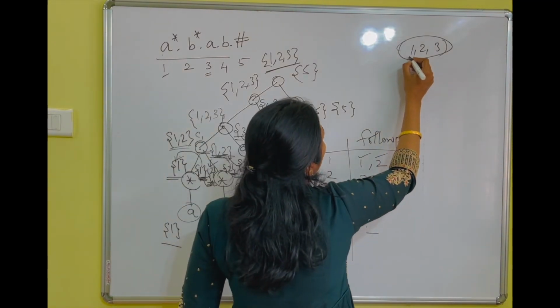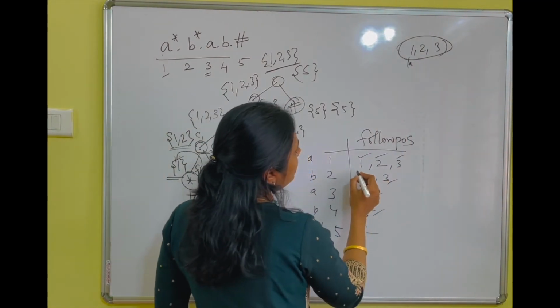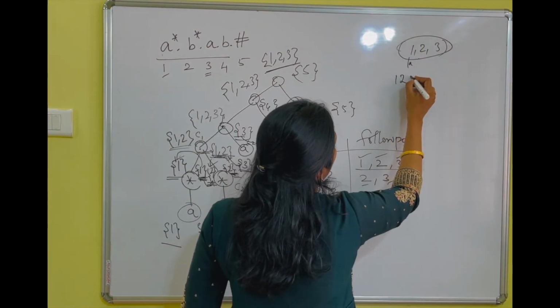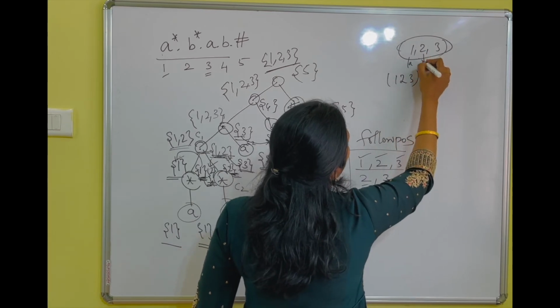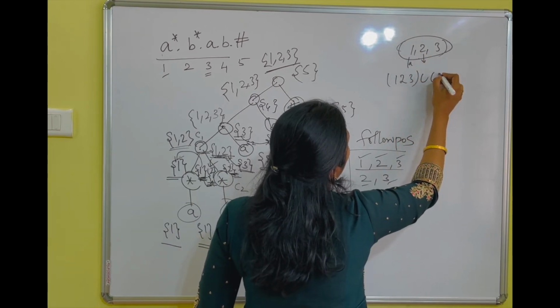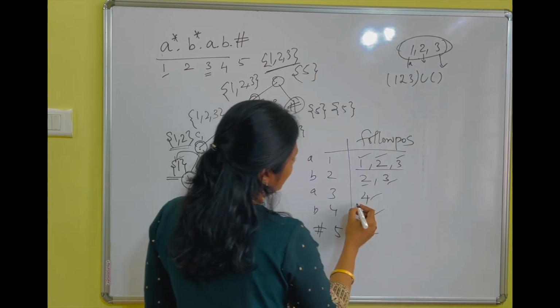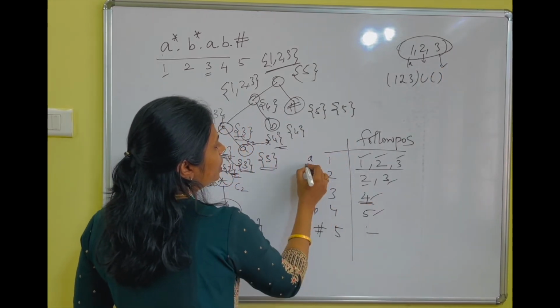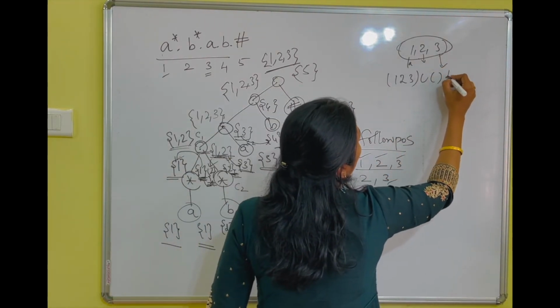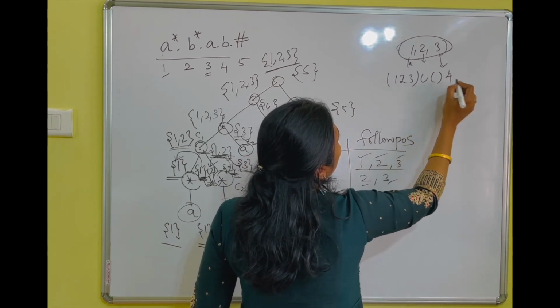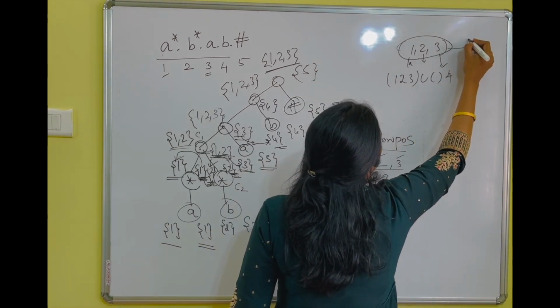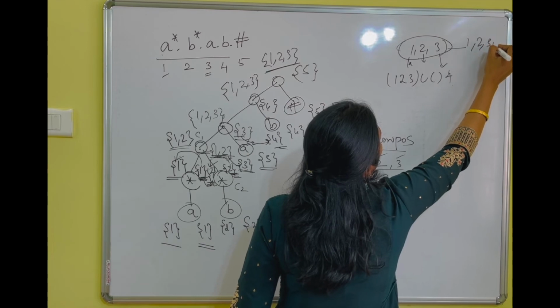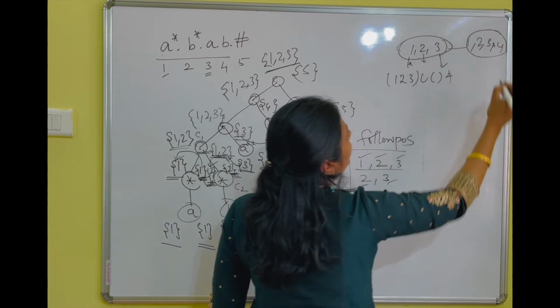Okay, now for input A on state 1, you can see the follow question is 1, 2, 3. Okay, this is your state. For 2, we don't have a transition, so it's an empty string. Okay, for 3, we have the state transition on the follow question 4. So your new state is 1, 2, 3, 4. Okay, so write 1, 2, 3, 4. That is your new state.